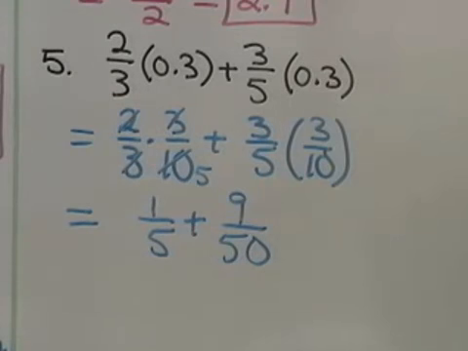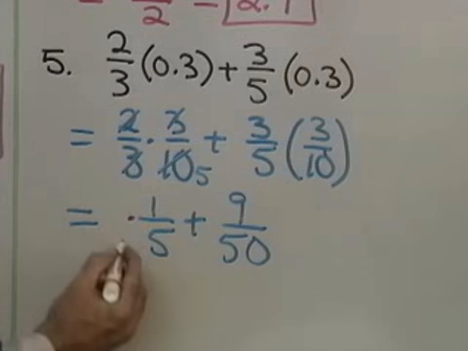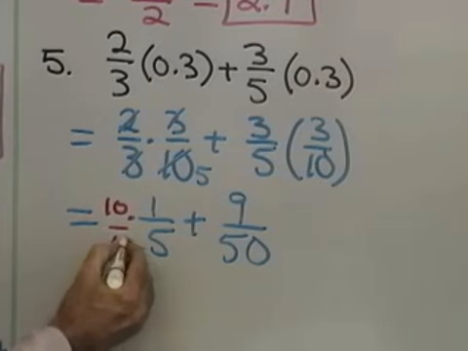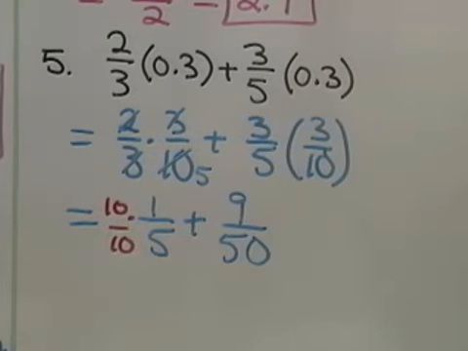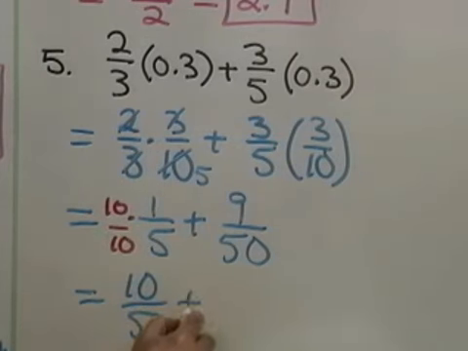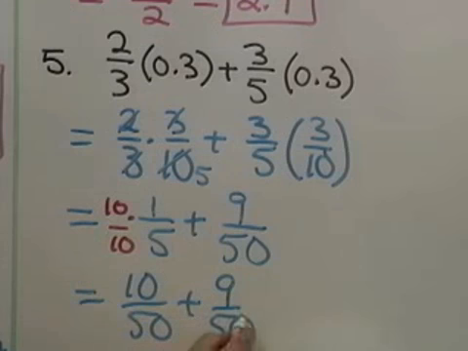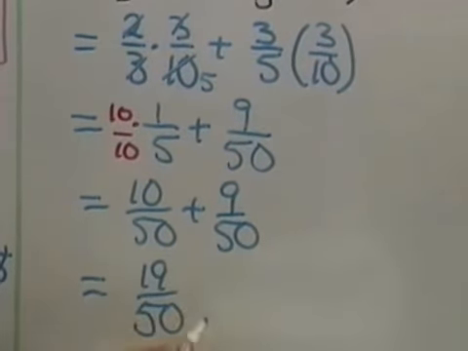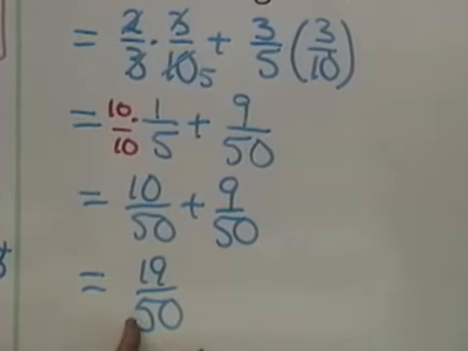I want to add those two fractions, so let's see. I'll multiply this by 10 over 10. So I end up with 10 over 50 plus 9 over 50. So I end up with 19 over 50. Now, if I want, this is my answer as a fraction.